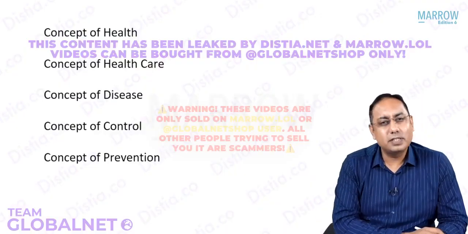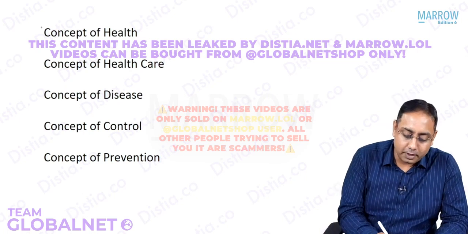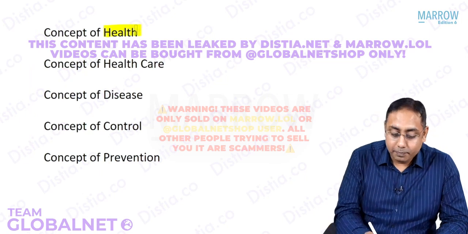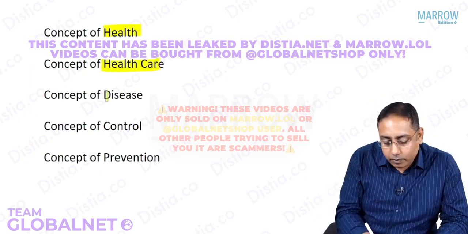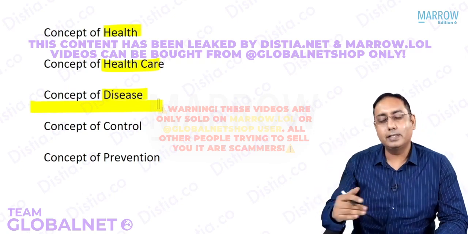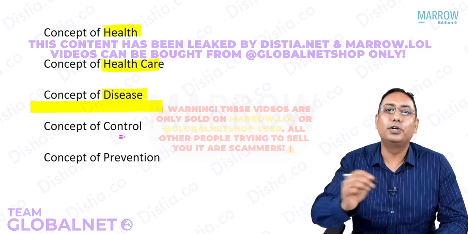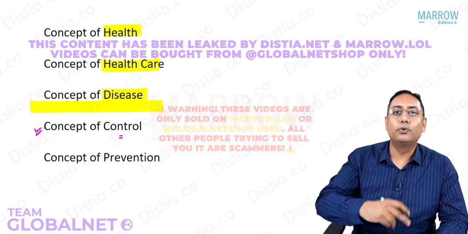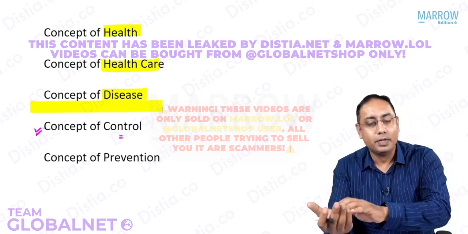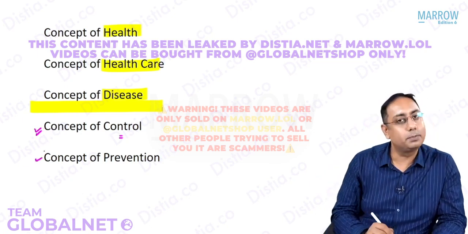So, beta, there are 5 broad concepts of community medicine. You need to talk about the concept of health, health care, and then disease. Once you understand health and disease, you can understand the concept of disease care. Disease care means control. What are you going to control? You're not going to control the health, you're going to control the disease. So that is the concept of control and the concept of prevention.